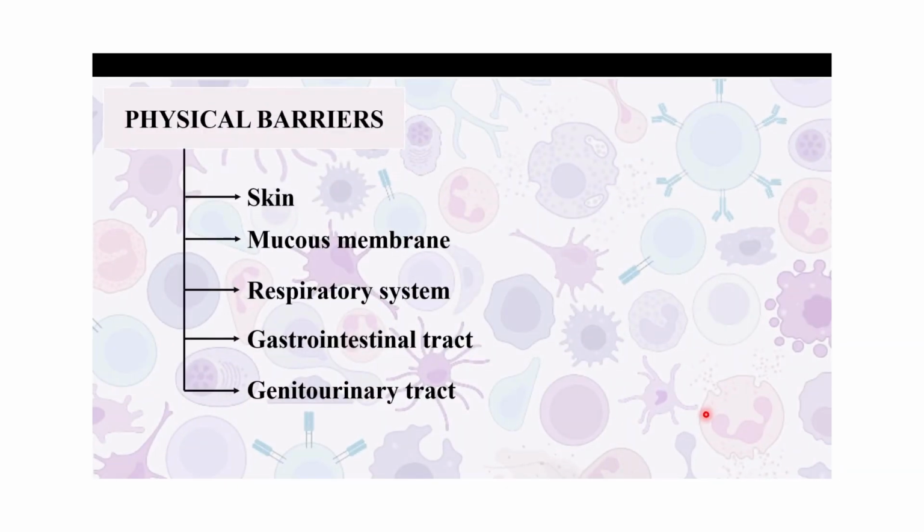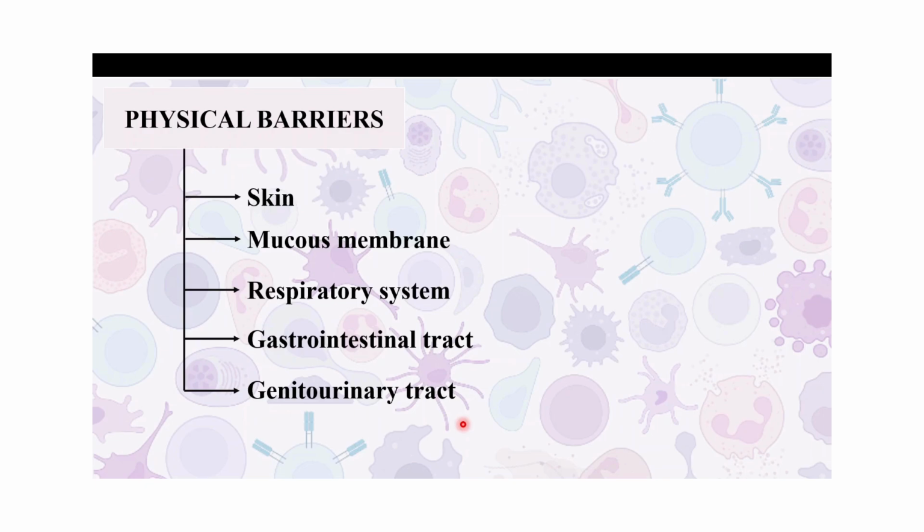So today we will be mostly focusing on the physical barriers. Now there are different types of physical barriers. Mostly these are the important ones. Apart from this, questions are not going to come. I can give you the guarantee. Now, what are the different types we will be studying today? Skin, mucous membrane, respiratory system, gastrointestinal tract, and genitourinary tract.